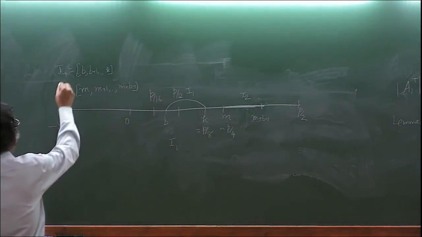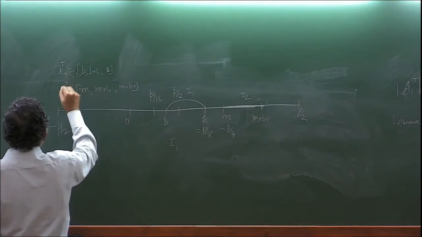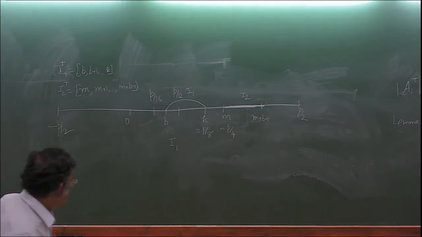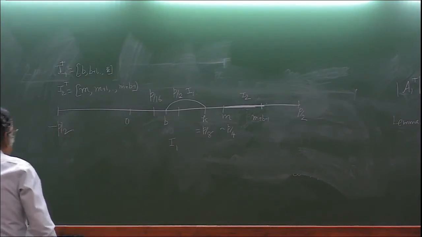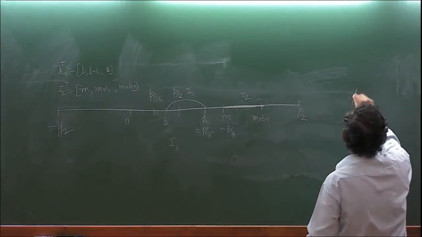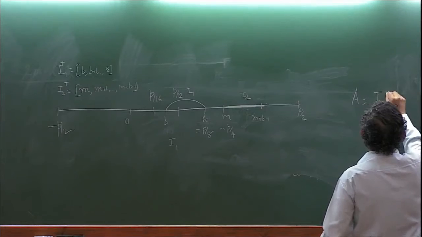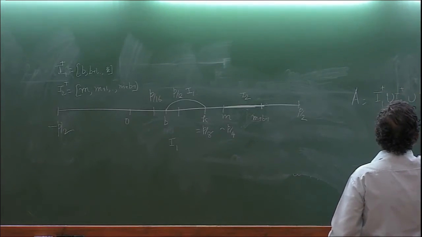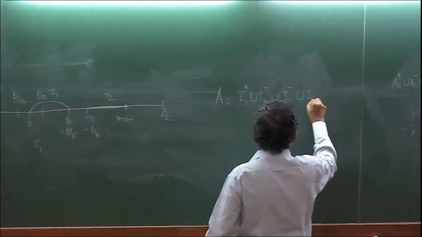If you want, it's better to write I1 plus and I2 plus. And I1 minus is the negative of I1, and I2 minus is the negative of I2. And the A which I am going to take is I1 plus union I2 plus union I1 minus union I2 minus.